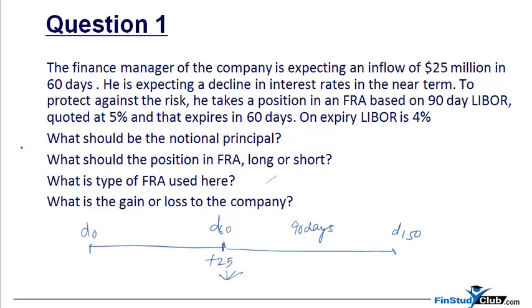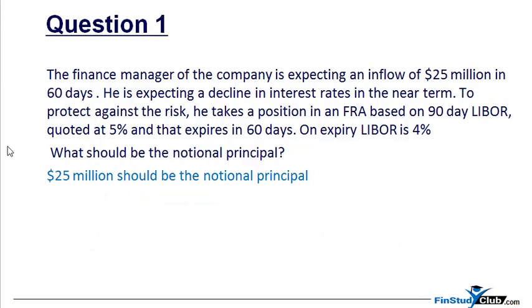Okay, so let's answer all these questions one by one very quickly. So what should be the notional principal? Well, it should be $25 million, isn't it? Because that's the kind of inflow that the company is expecting. That's the kind of money that they look to park at the time when they receive this money, and hence that should be the notional principal for the FRA.